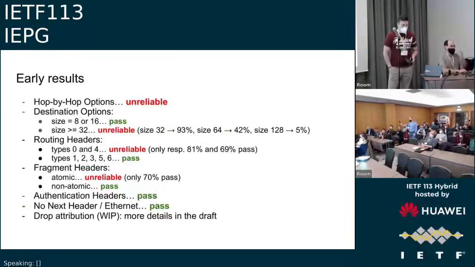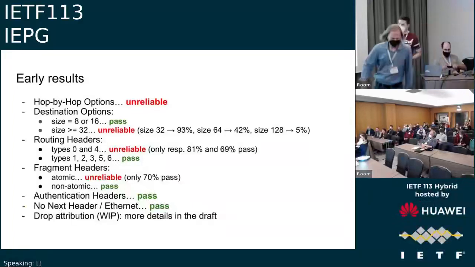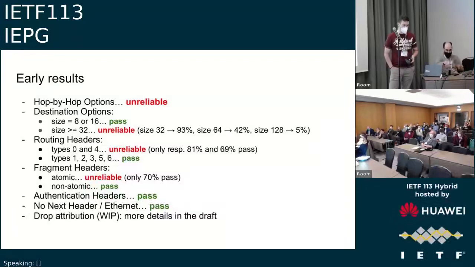So for the results, the hop-by-hop options are unreliable, so we agree with the previous presentation. For the destination options, obviously, sizes 8 and 16 pass, so they go through, while once you reach 32, they become unreliable. For size 32, 93% go through, so it's not that bad, but it's still unreliable. Once you come to 64, it's about half that, so 42%, and it goes down with bigger sizes.